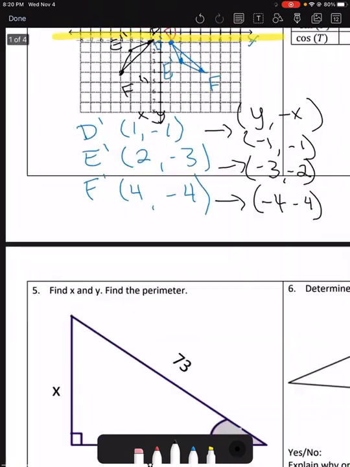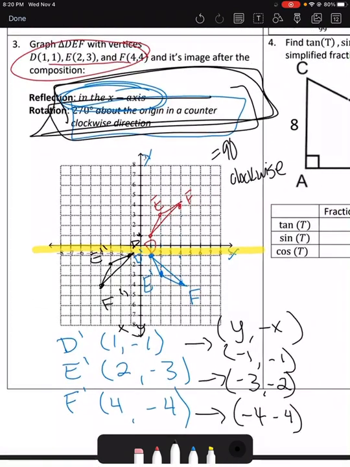Okay, so then for our other one, I will erase this. But the first step is going to be to graph DEF. So when I graph DEF, D is 1, 1. E is 2, 3. And F is 4, 4. So that's the first step, is to graph.